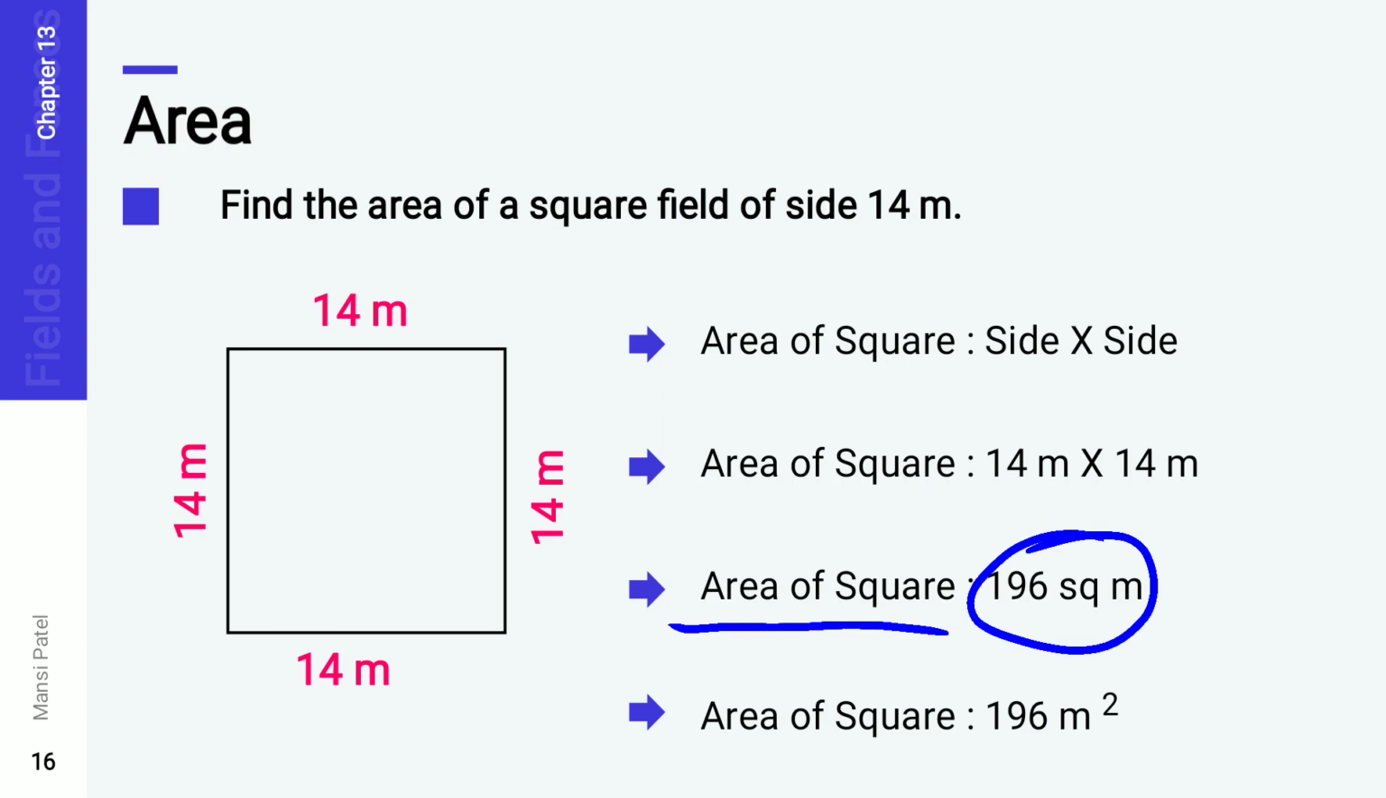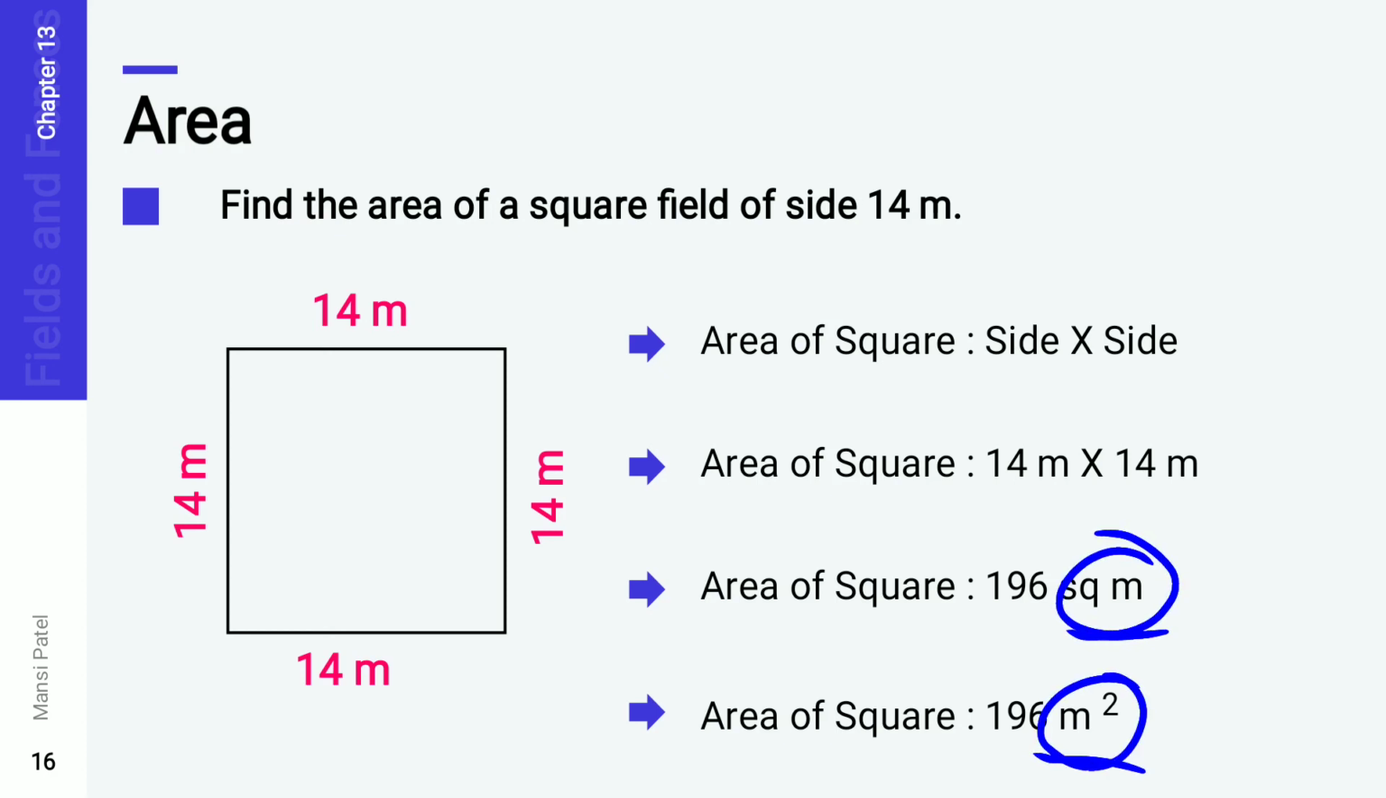One thing you have to remember that you are not supposed to write down this and this thing both together like this, square meter square. You are not supposed to write down like this. This is the wrong way. Either you can write down square meter or either you can write down meter square. The meaning of this both thing is same.